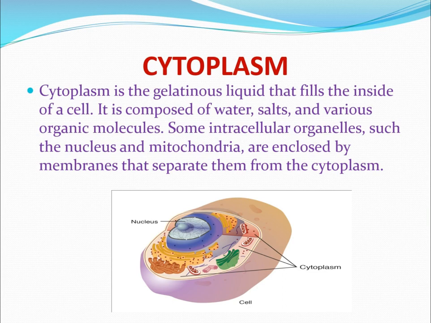Some intracellular organelles such as the nucleus and mitochondria are enclosed by membranes that separate them from the cytoplasm. These liquids should not enter within these organelles. That's why the nucleus and mitochondria are covered with a membrane, so that the viscous liquid doesn't move inside them.